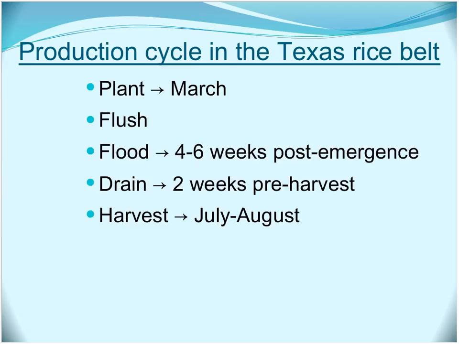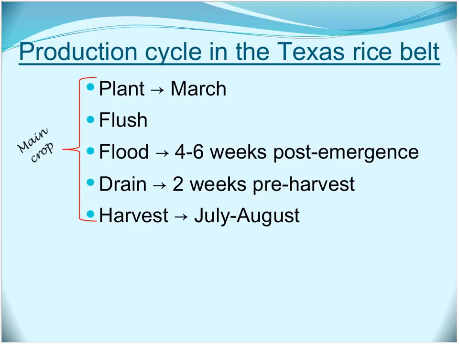In March, sometime in the early spring, the rice crop is planted. It's followed by flushing, which is a mechanism to help seedling establishment. About a month or 6 weeks after the crop emerges, they'll flood the fields 3, 4, 6 inches deep and hold that water on the crop until a couple of weeks or so before harvest, then harvest the crop in July and August. That rice harvest is going on now as we speak in the rice belt.